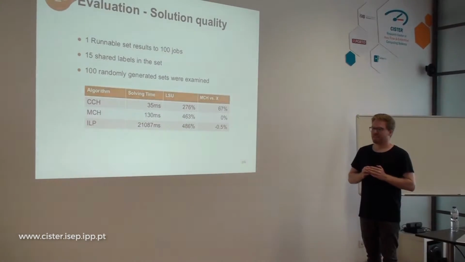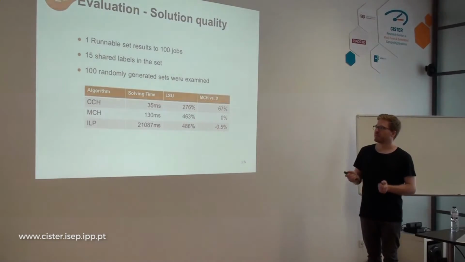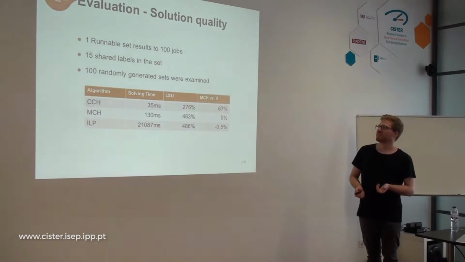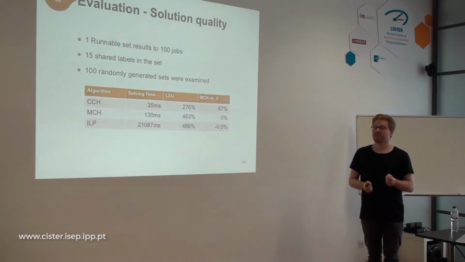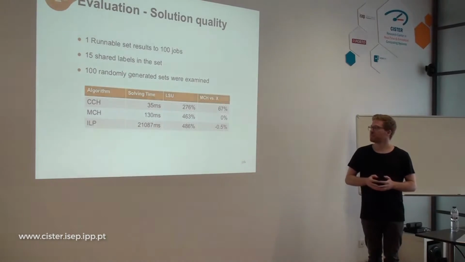Then, since until now we just compared the two heuristics, we were looking at the solution quality. To do this, we compare against the ILP. And since the ILP is involved, we have this issue of scalability. So here we just look at runnable sets which include 100 jobs in total. We also have 15 shared labels in the sets, and we generate 100 random sets based on these parameters.